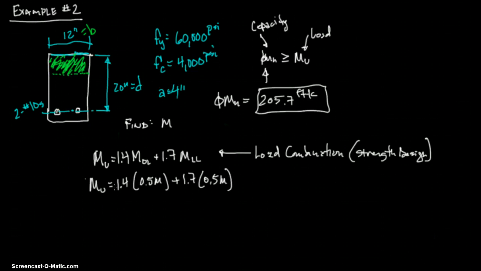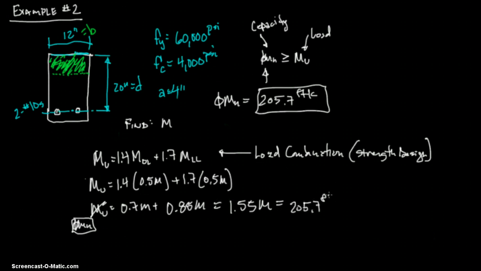So 1.4 times 0.5 equals 0.7. So Mu equals 0.7 M plus 1.7 times 0.5, which is 0.85. So you end up with 0.85 plus 0.7 equals 1.55 M. Remember, we want to max it out, so we want to make Mu equal phi Mn. Since we're maxing out our capacity, we want our load to equal our max capacity. So you get 1.55 M equals 205.7 foot-kips.